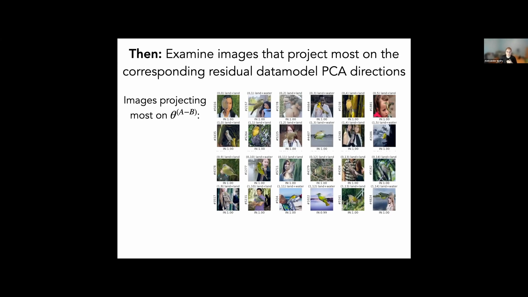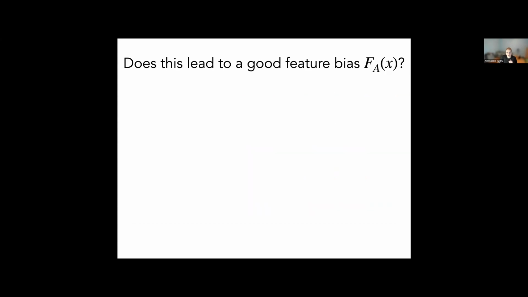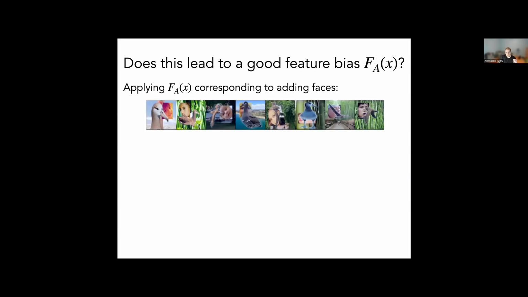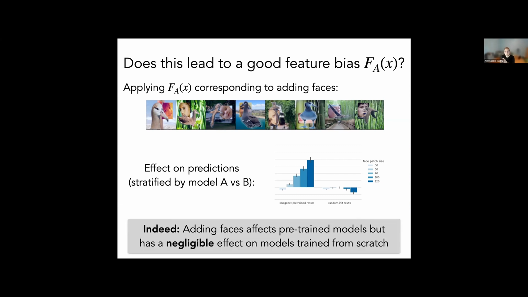If we project on the residual directions that impact model A but not model B, these are the kind of images we get. As you will see, there is a clear pattern here: all these images tend to have faces in the background. This should lead you to a hypothesis: maybe these models pre-trained on ImageNet are sensitive to human faces. To test it, you can consider a feature transformation that literally pastes a human face in the background. Indeed, applying this transformation definitely impacts the performance of model A, but does not do much to the performance of model B. So clearly, we have already pinpointed one side of the feature bias difference.